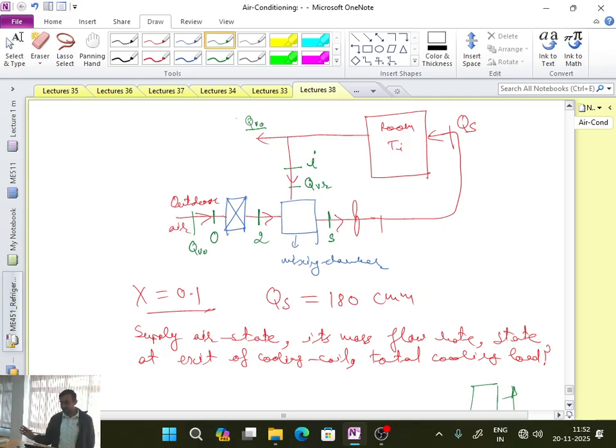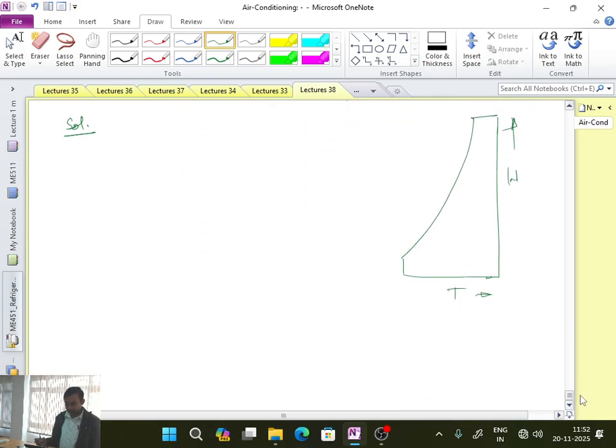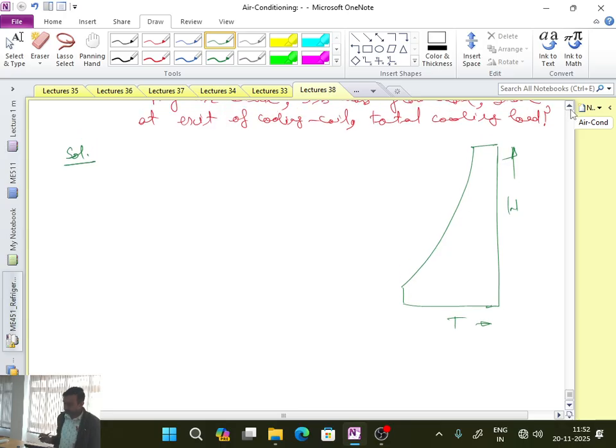Is this point clear or not? Anyone is having any doubt about this? Please tell me. Okay, so now what will be happening? I will be having outdoor state, I will be having indoor state. All are clear with this point or not?